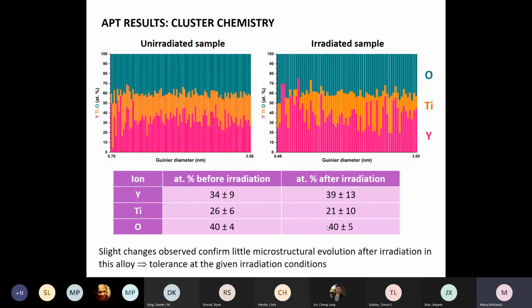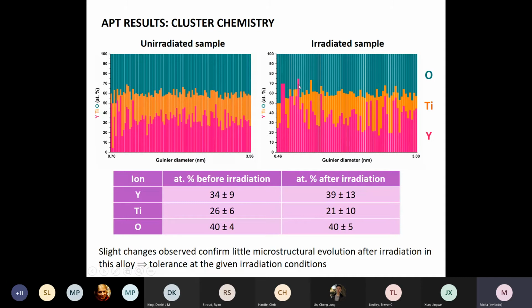And if we look at the cluster chemistry, we can look at the chemical composition of each individual cluster characterized here. And we can see that some of the smaller clusters just lose the titanium content.